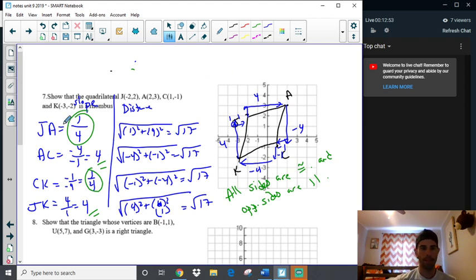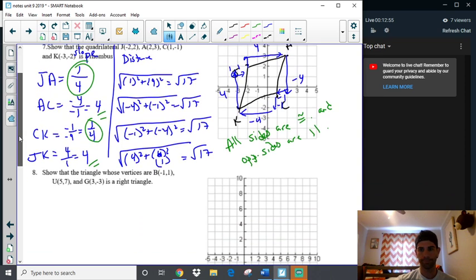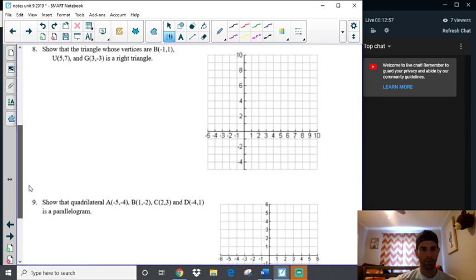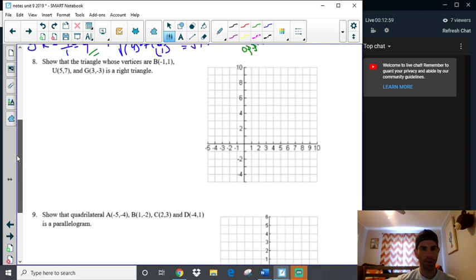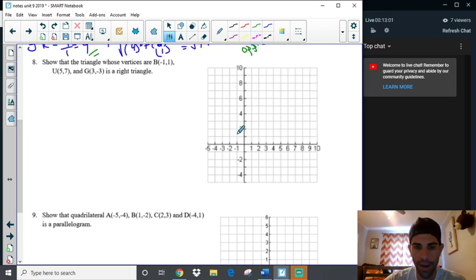Okay. Number 8. Show that the triangle whose vertices are -1, 1, 5 and 7, and 3 and -3 is a right triangle.